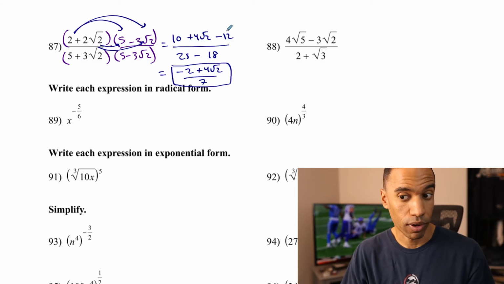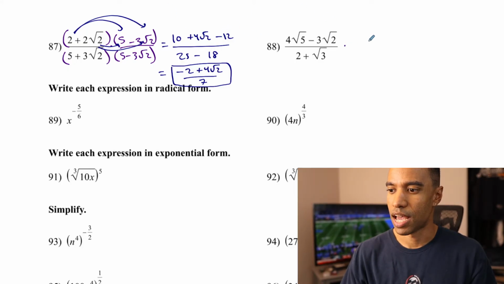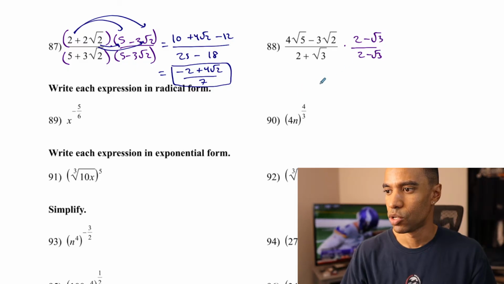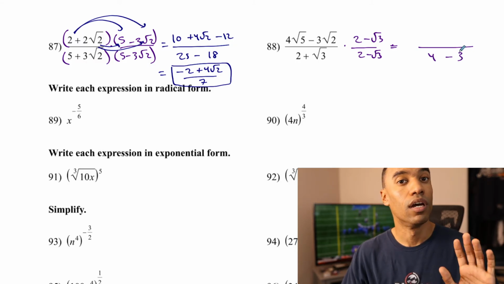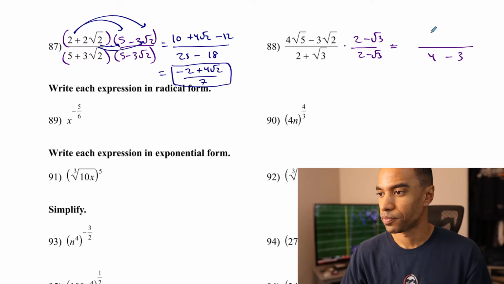I'm saving time on the foiling if I'm doing it right. All right, last one of this kind. Multiply by 2 minus root 3 over 2 minus root 3. So again, kind of a foiling process going on here. On the bottom, we're going to have 2 squared is 4 minus root 3 squared is 3. 4 minus 3, which is 1. So we're not really dividing by anything. I won't need the fraction after this.